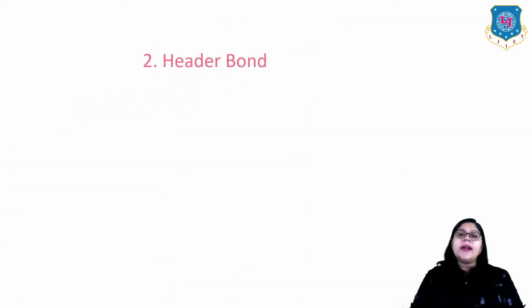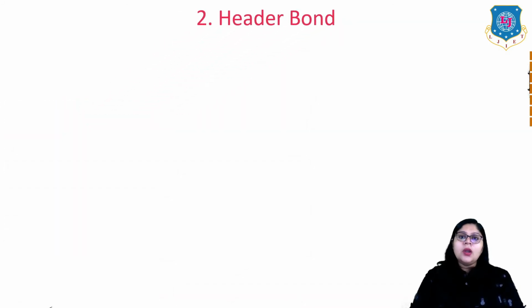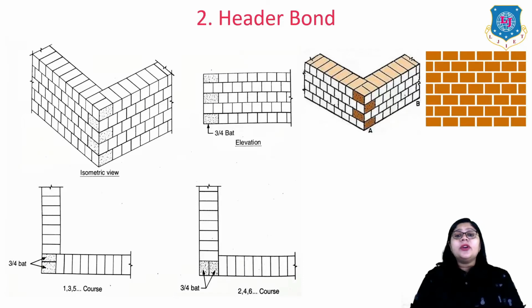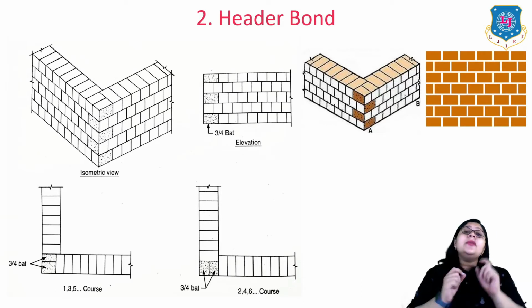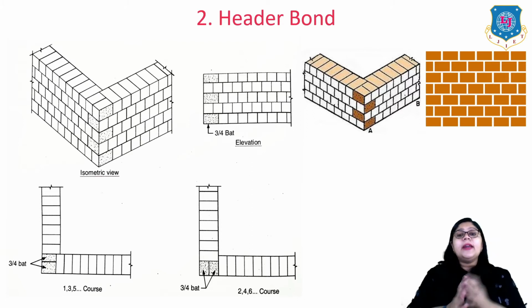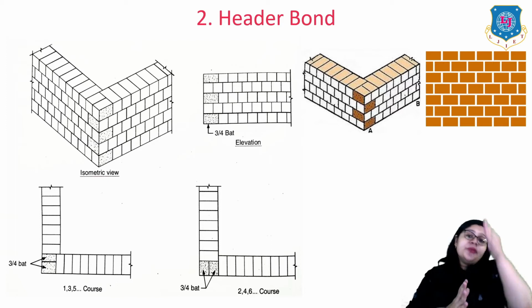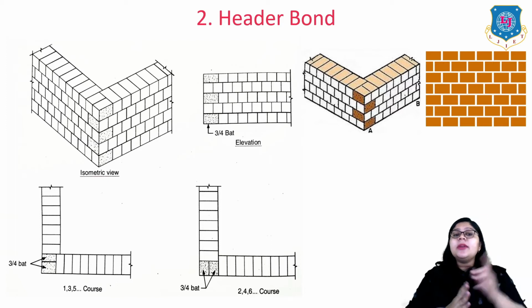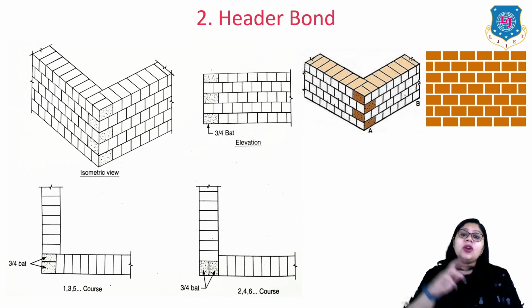Now next is the header bond. Again here you can see first, in the elevation, that we will see only the shorter span or the shorter length of the brick. It means the header portion of the brick. Now to discontinue the vertical joints from being in a similar line or similar points, we have arranged in alternate courses the bed, the 3/4 bed.